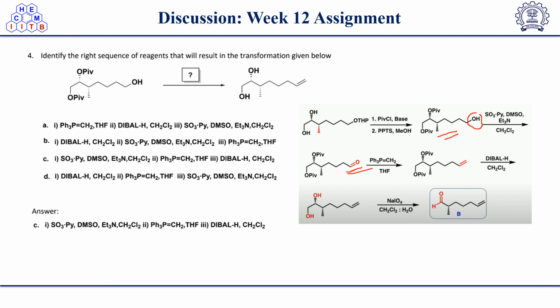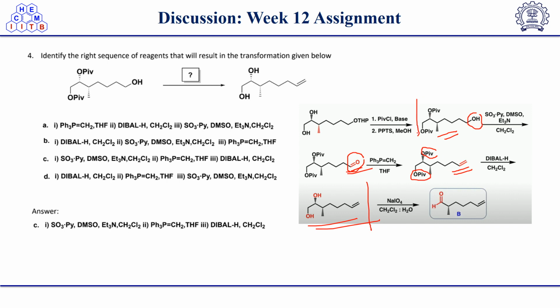Then upon treatment with this Wittig reagent, this aldehyde will undergo homologation. So we are treating with methyl Wittig, so one carbon homologation will take place and we will get this alkene here. Then this alkene upon DIBAL reduction, this fluoroyl ester group will be reduced, or deprotected we can say, and we will get this diol. So this is our product.